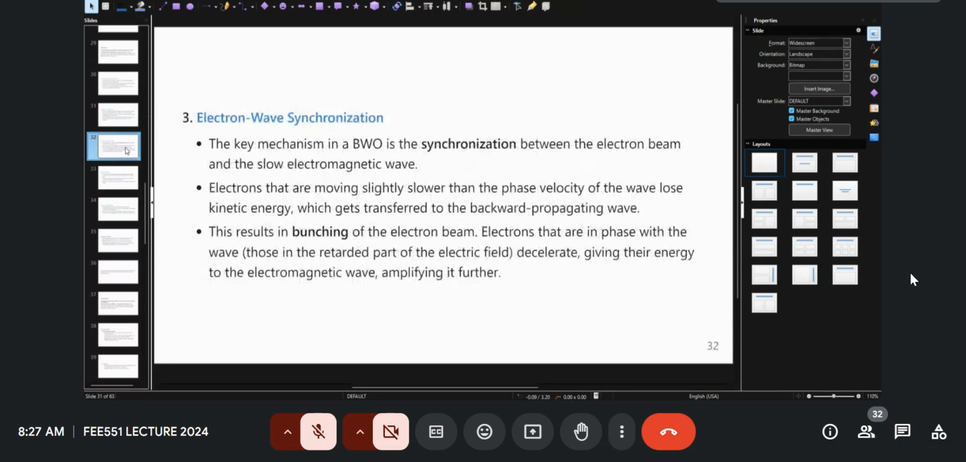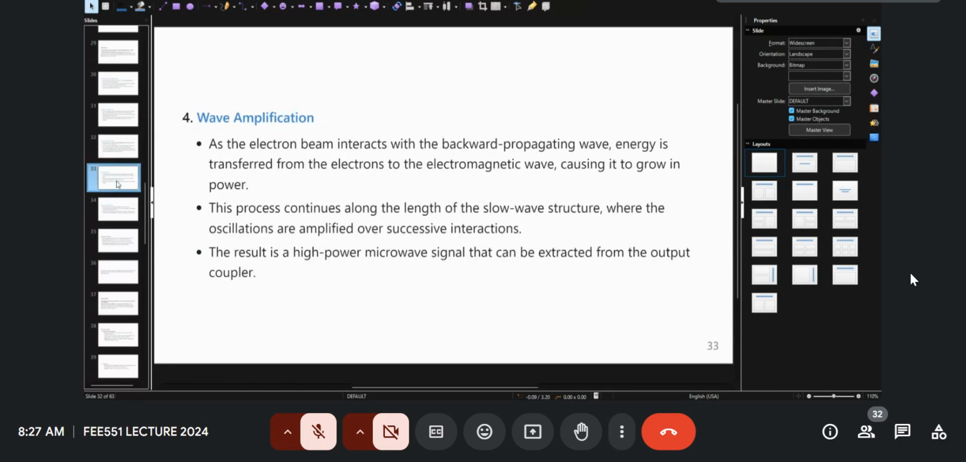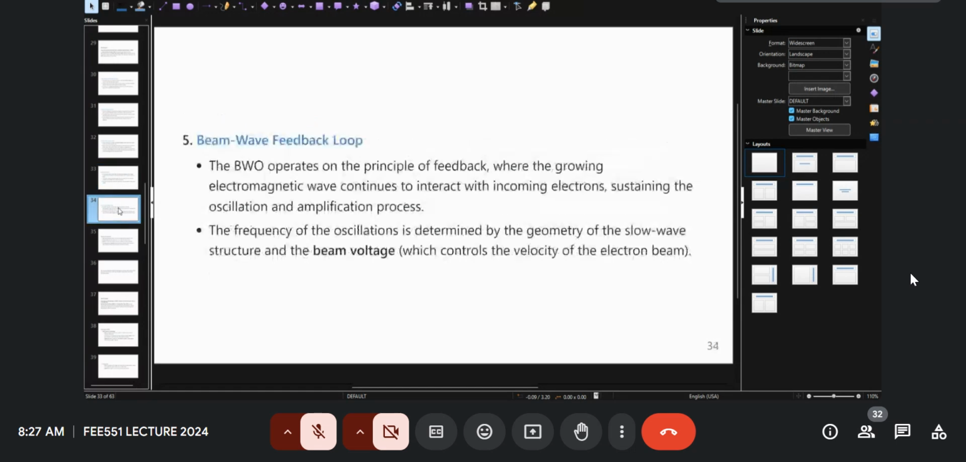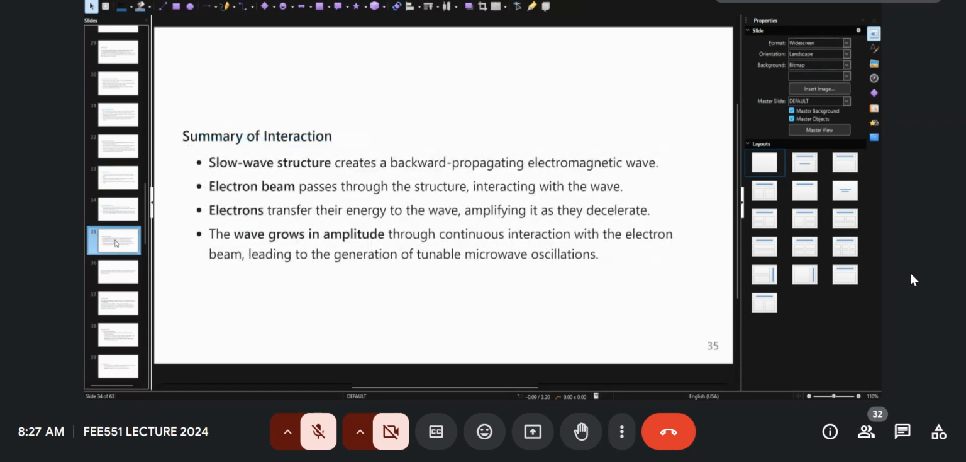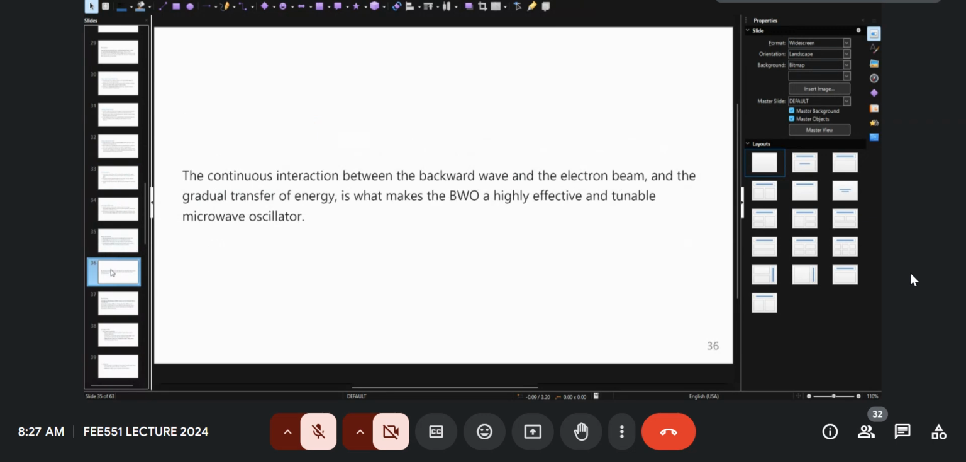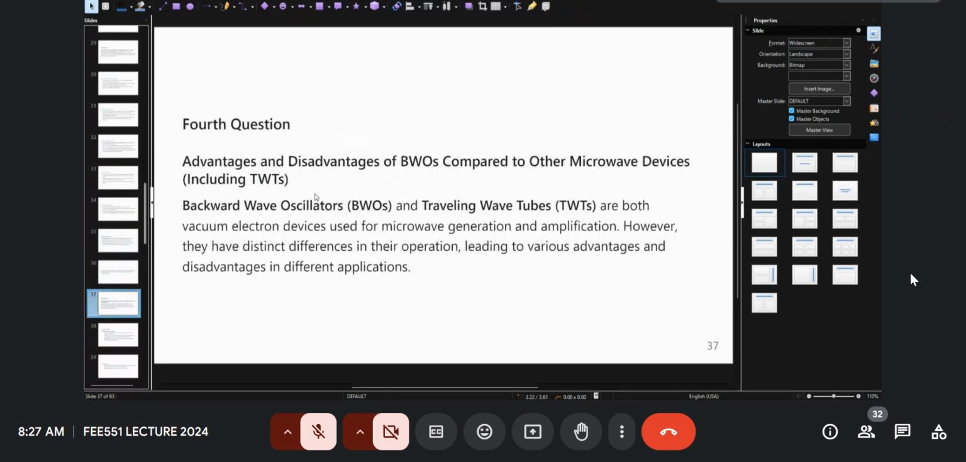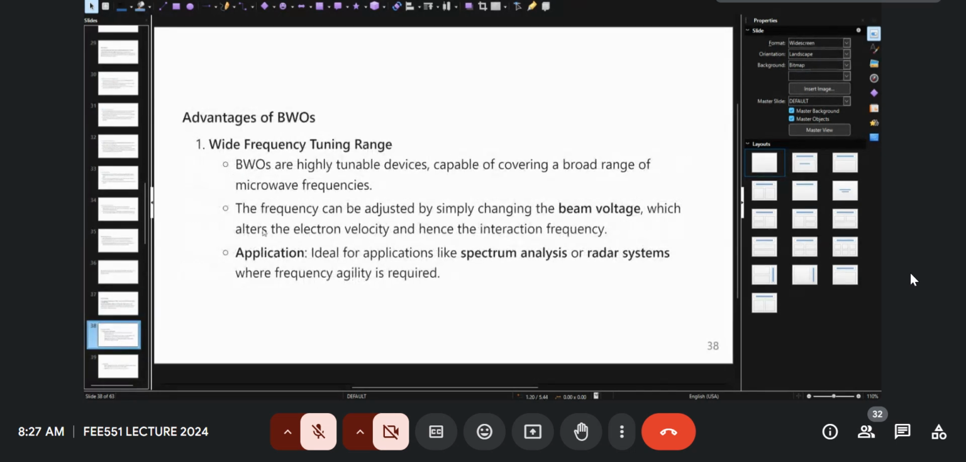And also those are things that you can get time and look at, wave amplification. Yeah, that's getting in depth. So I'd like us also to look at these advantages and disadvantages of BWOs compared to other microwave devices.